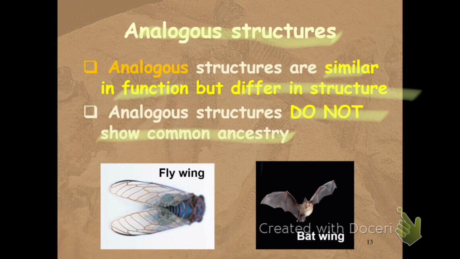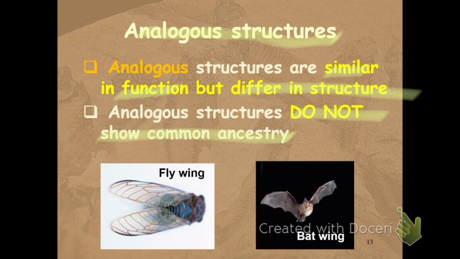So like the wings of a fly, wow. Did you just hear what I said? The wings of a fly and the wings of a bat, they both allow those two organisms to fly. But do they really look anything alike? No. Are they made of the same materials? No. Not at all, right? So while they may do the same thing, their structure is different. And that means there is no common ancestor.